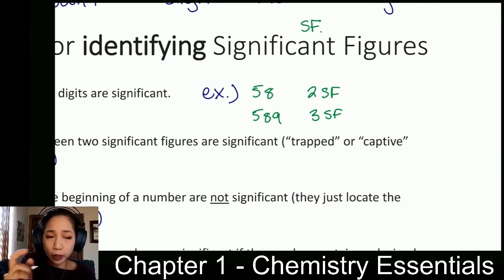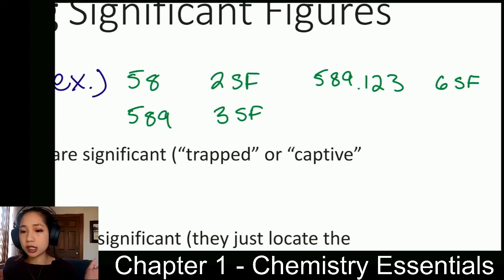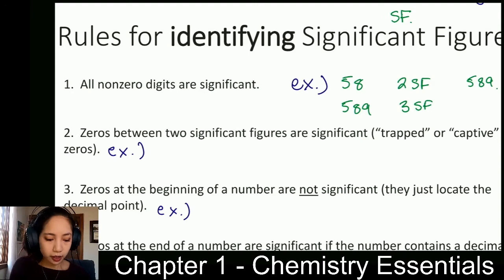Or we could have a much longer number, even if there's a decimal place within it, like 589.123. I'm just making up numbers off the top of my head. Here, there are 1, 2, 3, 4, 5, 6 non-zero digits. So this number, as written, has 6 significant figures. Remember, we're reading digits left to right. That first rule is that all non-zero digits are significant. Now, where things get a little murky is when zeros are a part of your value or that number.